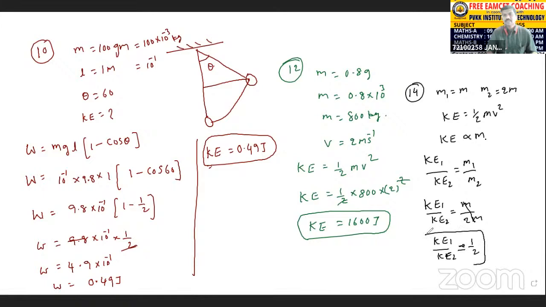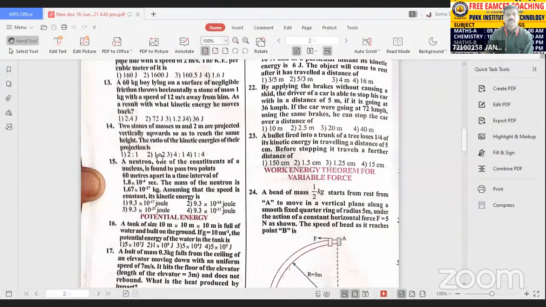Yes, which option is it? Second option, 1:2. The 14th one, second option 1:2. Correct.